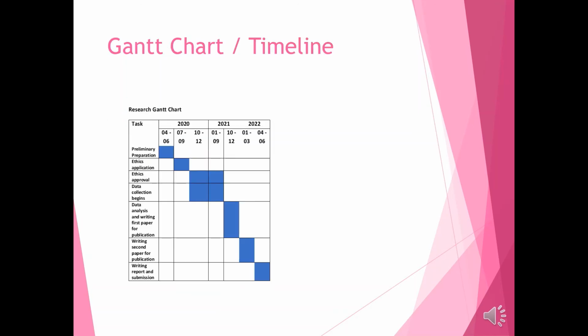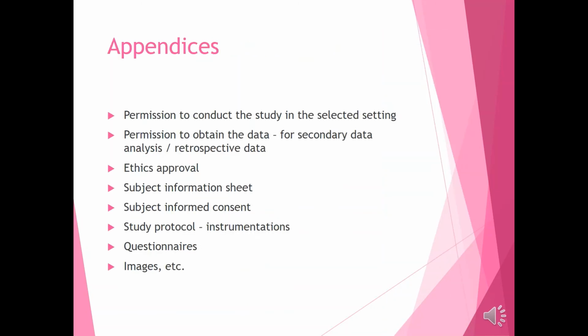Okay, and then the Gantt chart or the timeline. This will outline the stages and the timing of the stages in your research planning. And the appendix or the appendices normally include permission to conduct the study in the selected setting. So you must have that evidence, a letter from the institution that permits you to conduct the study. Permissions to obtain the data.